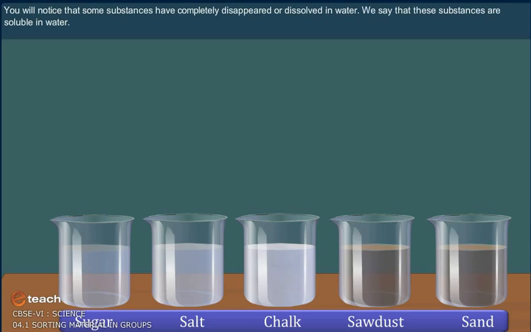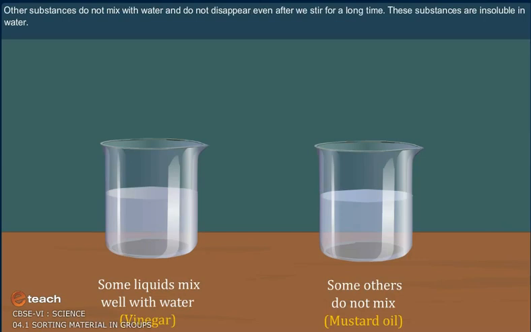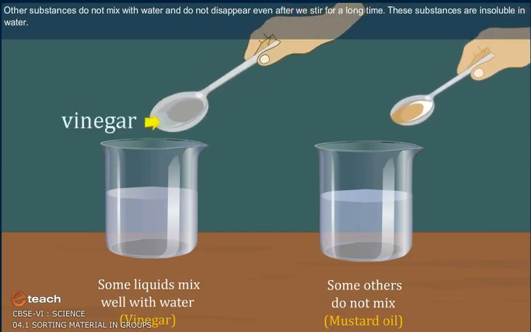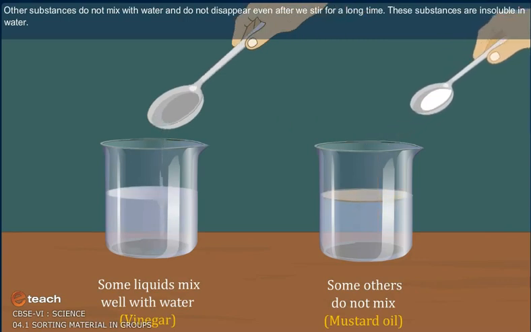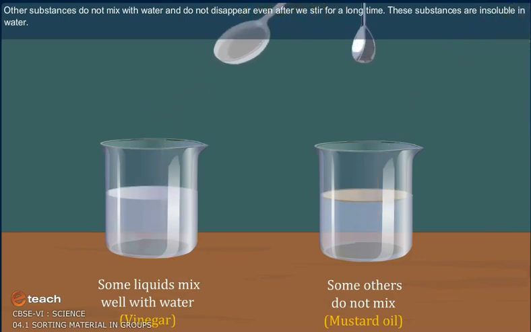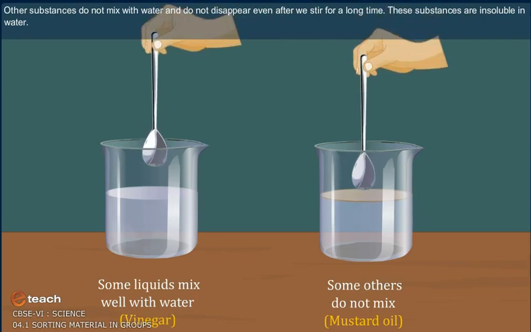You will notice that some substances have completely disappeared or dissolved in water. We say that these substances are soluble in water. Other substances do not mix with water and do not disappear even after we stir for a long time. These substances are insoluble in water.